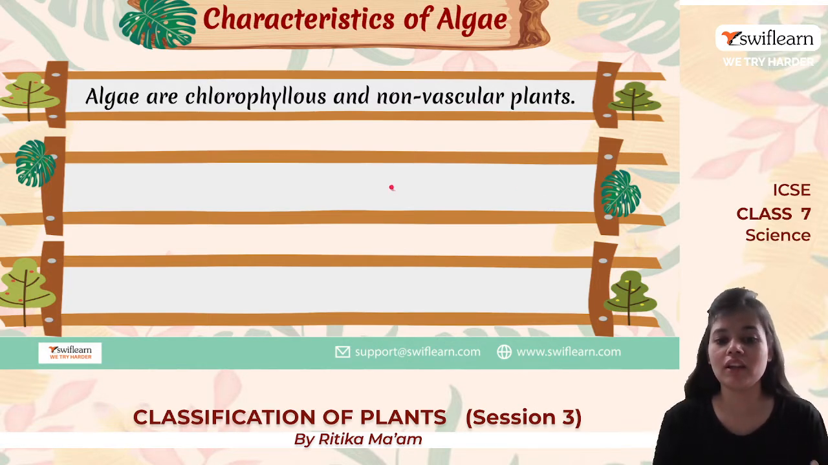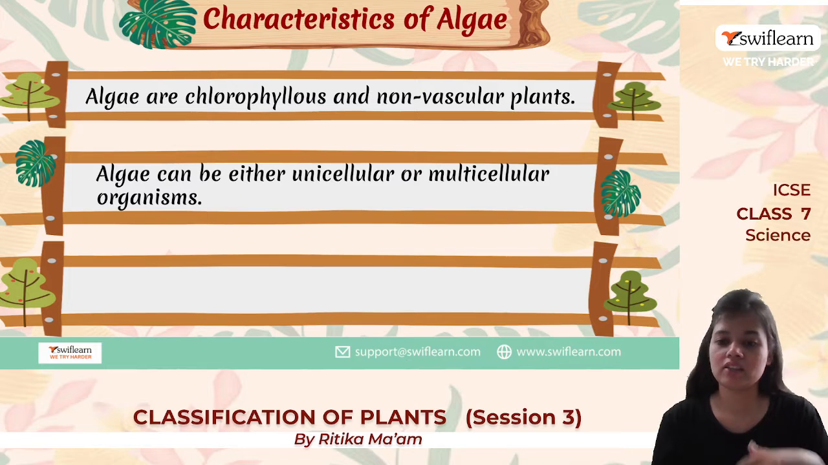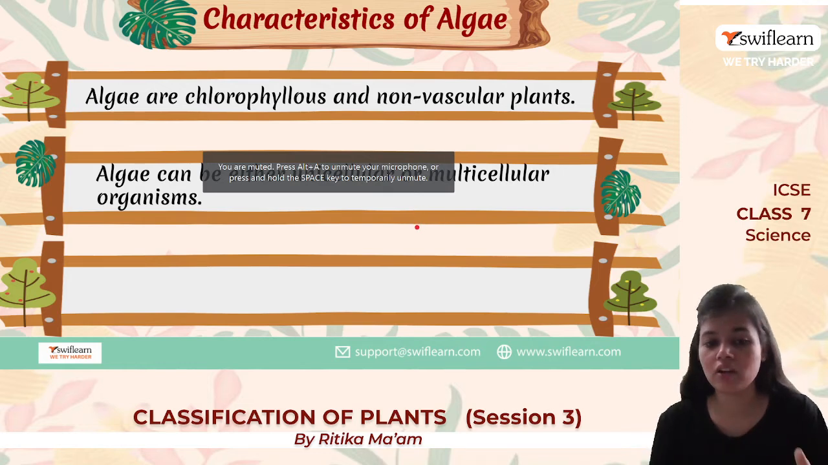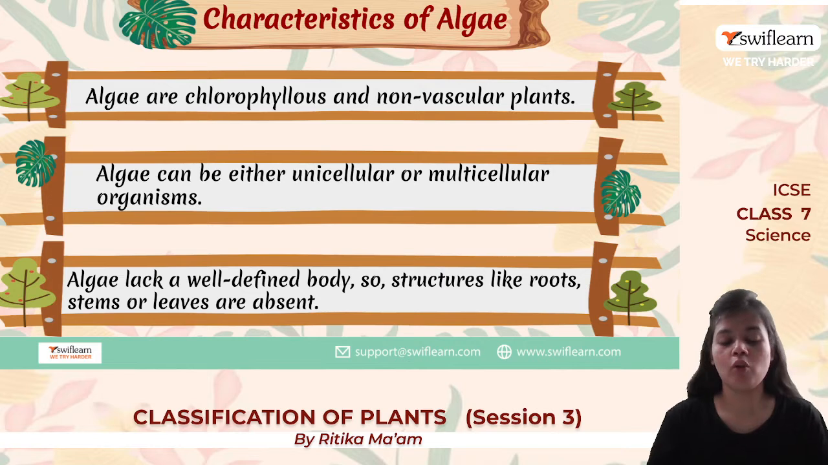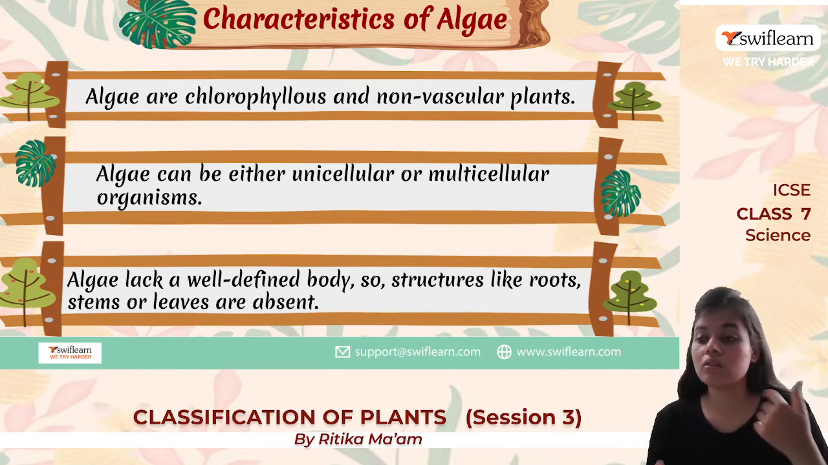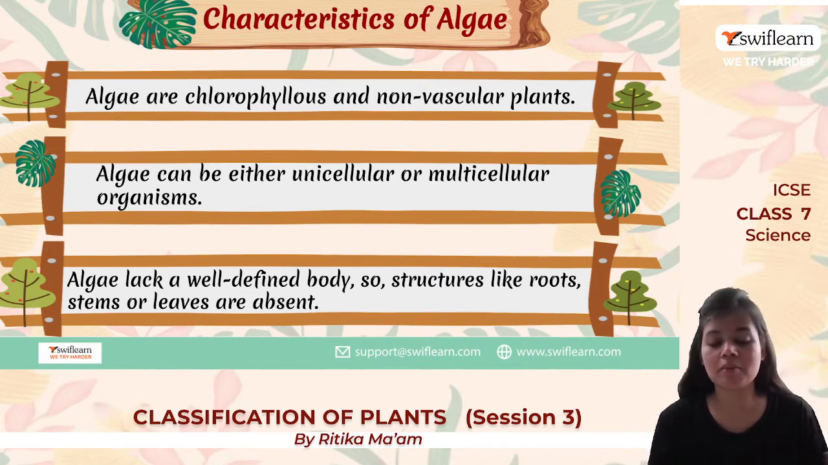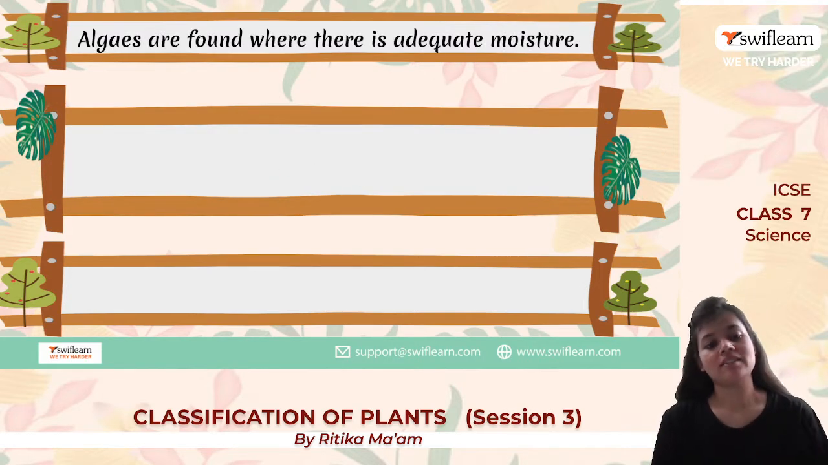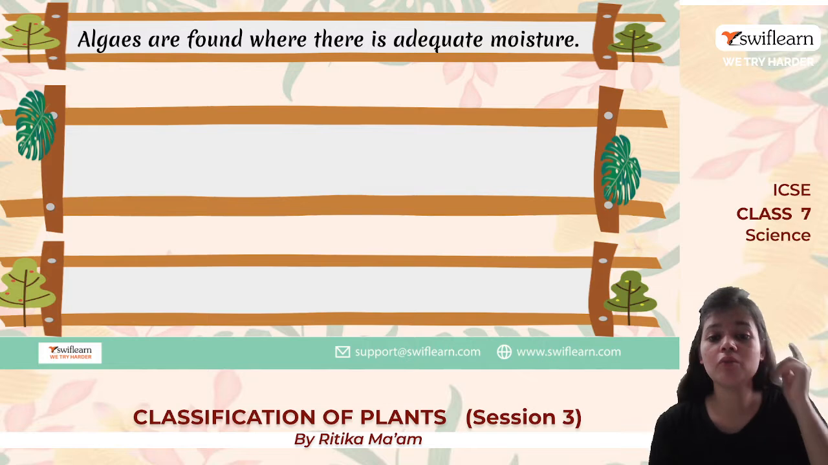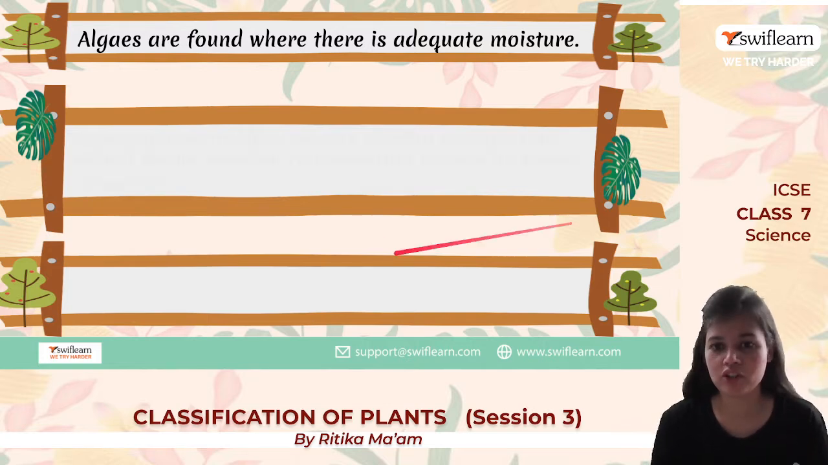Now, since algae contain chlorophyll, they can make their own food. They are chlorophyllous, and they are non-vascular, that is, they do not have xylem and phloem. They can either be unicellular or multicellular; it's not necessary of any one type. They lack a well-defined body, so they do not possess any root, leaf, flower, stem, etc. So they do not have a well-defined body.